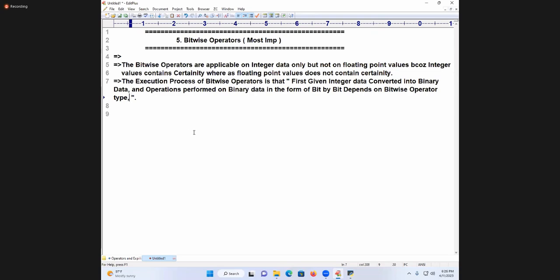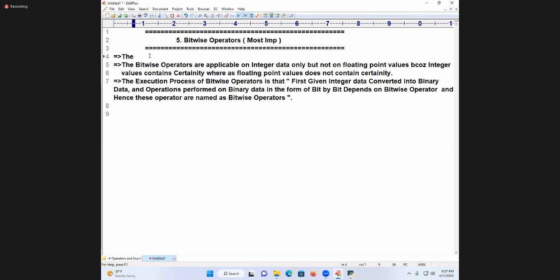And hence these operators are named as what operators? Bitwise operators. The name itself, now you understand, bitwise. Bit by bit operations will be carried forward. That's why they are named as which operator, students? Bitwise operators. So what is the use of bitwise operators now?